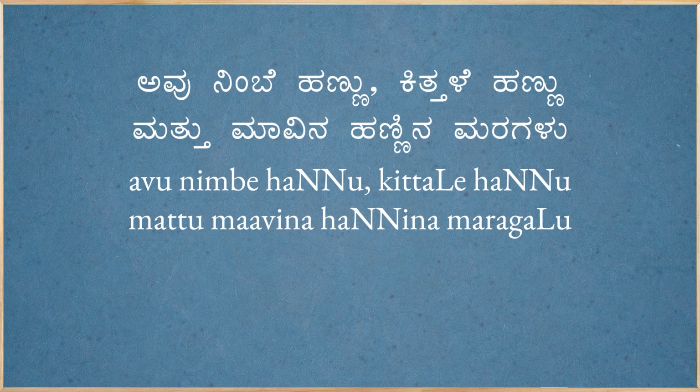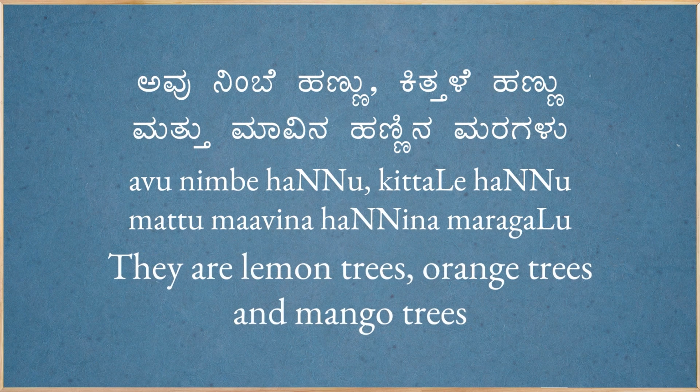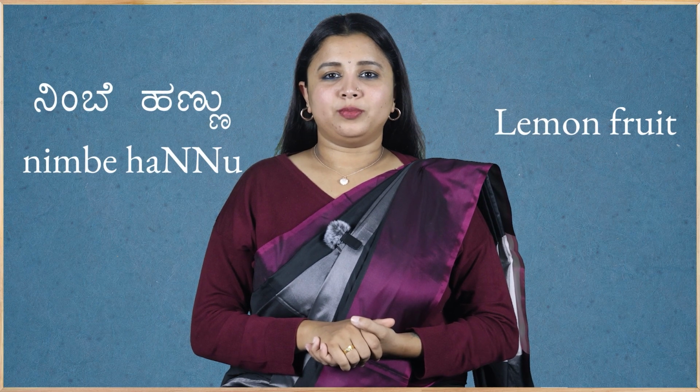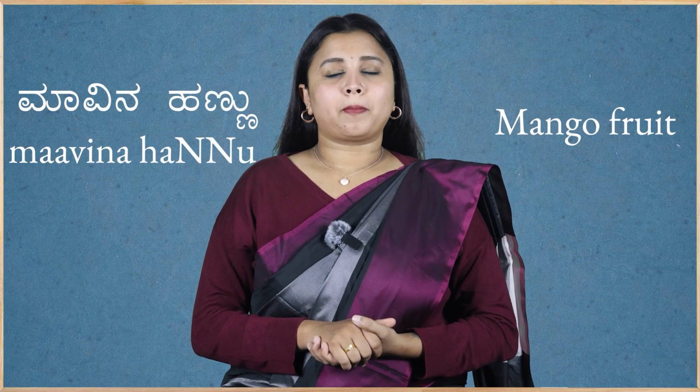Explanation with example. ಅವು ನಿಂಬೆಹಣ್ಣು, ಕಿತ್ತಳೆ ಹಣ್ಣು ಮತ್ತು ಮಾವಿನ ಹಣ್ಣಿನ ಮರಗಳು. Which translates to: they are lemon trees, orange trees and mango trees. Analysis of this sentence. Series of nouns: ನಿಂಬೆಹಣ್ಣು, lemon fruit; ಕಿತ್ತಳೆ ಹಣ್ಣು, orange fruit; ಮಾವಿನ ಹಣ್ಣು, mango fruit. The case marker usage.